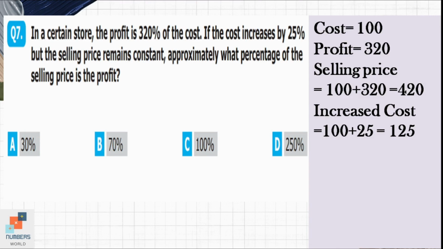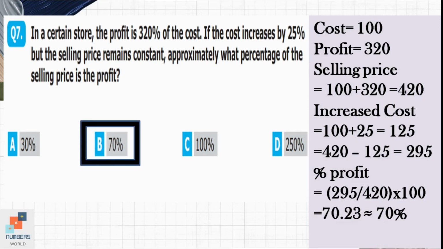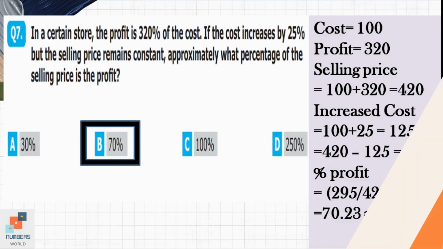We will subtract it from 420 to calculate the profit. That is 295. Now let's calculate the percentage profit by dividing 295 by 420 and multiplying the fraction by 100. That is equal to 70.23, which is approximately 70%. So option B is the correct one. The profit is 70% of the selling price.